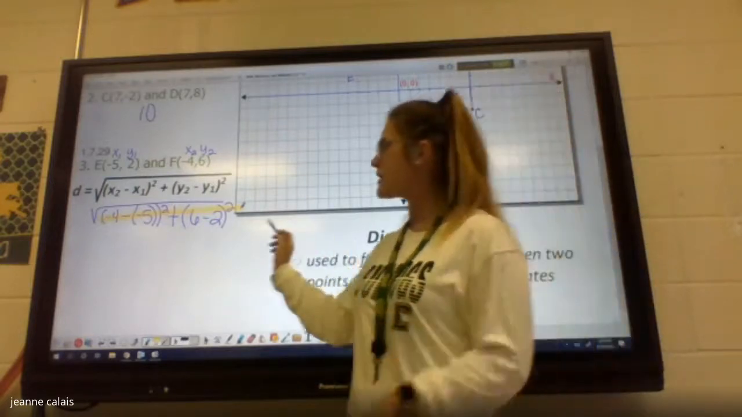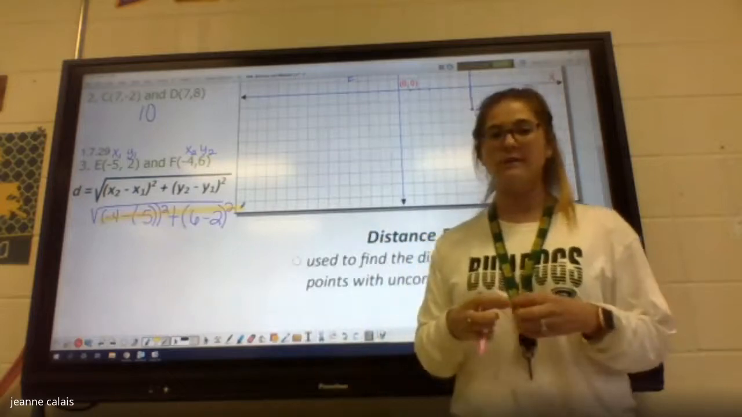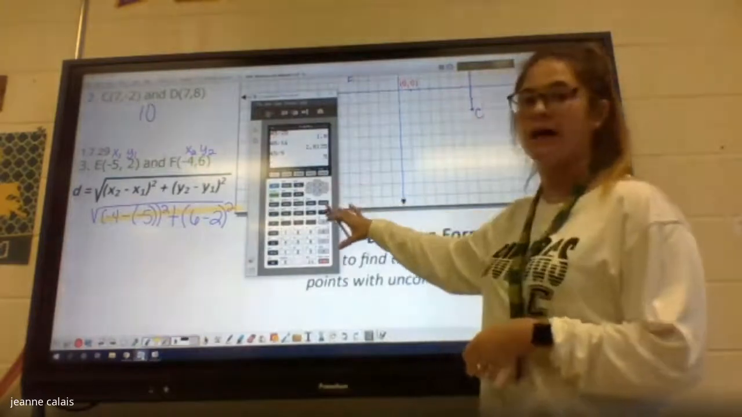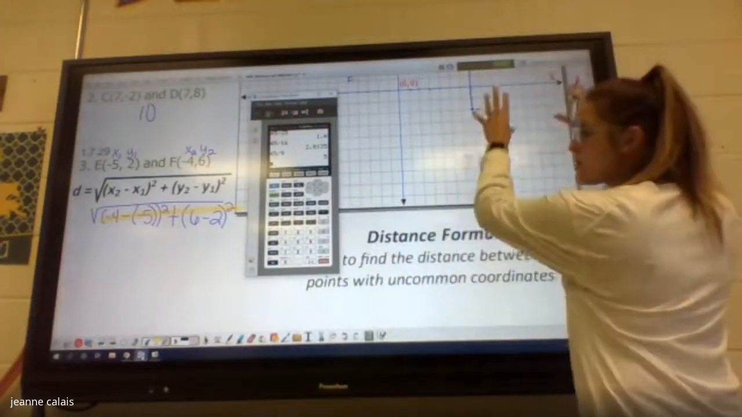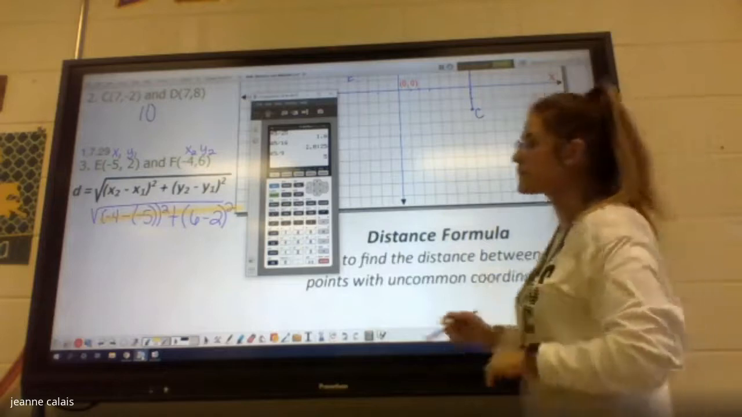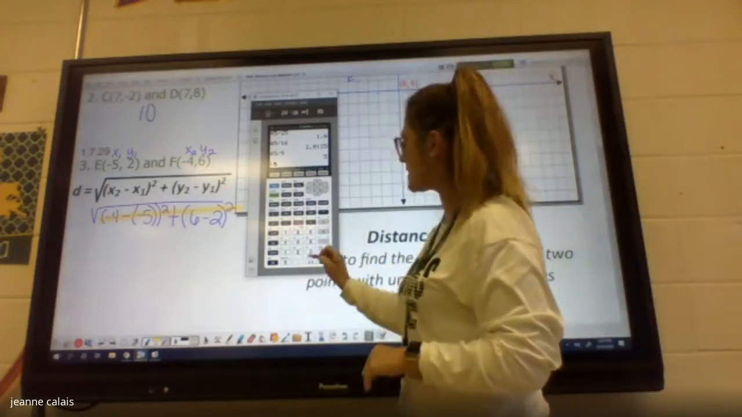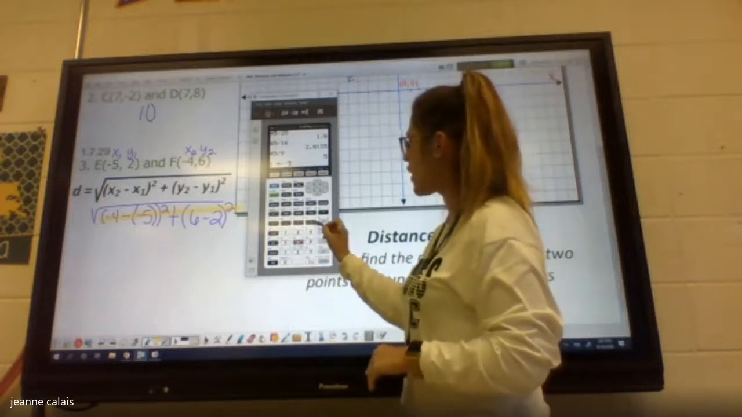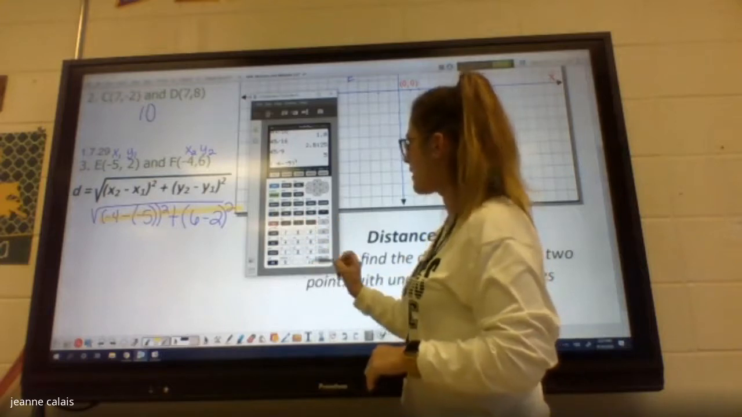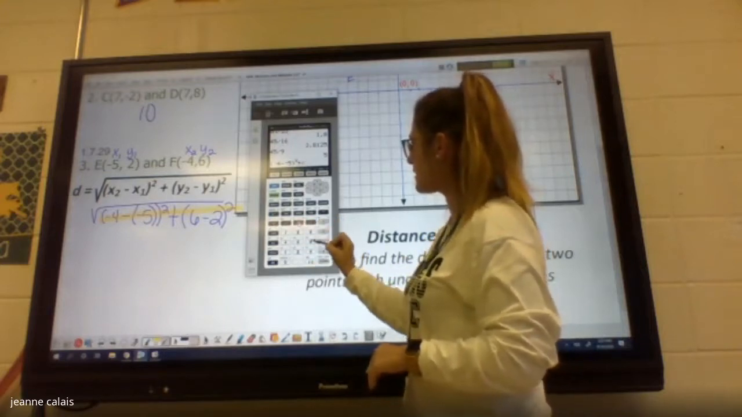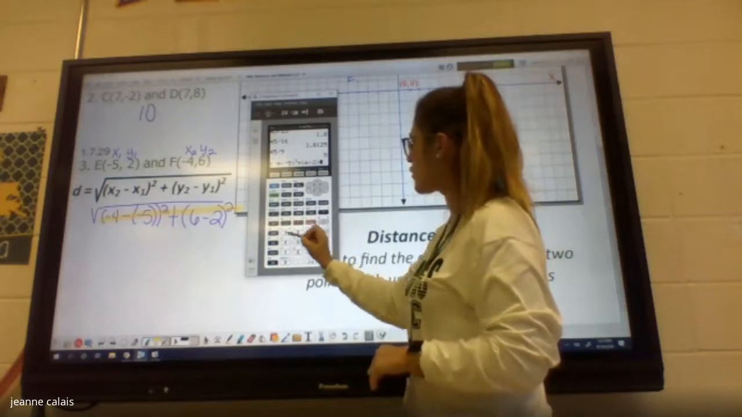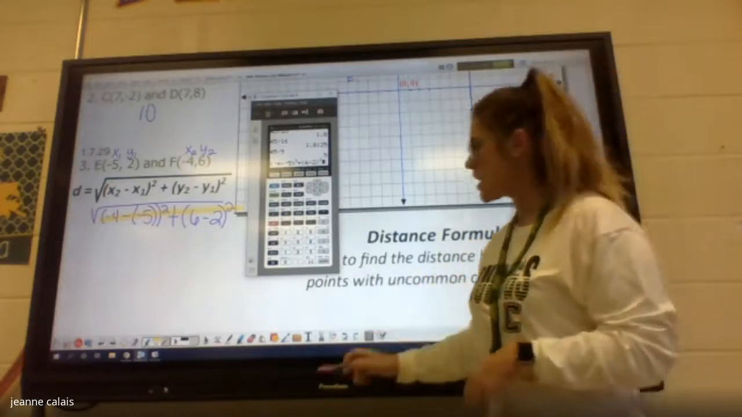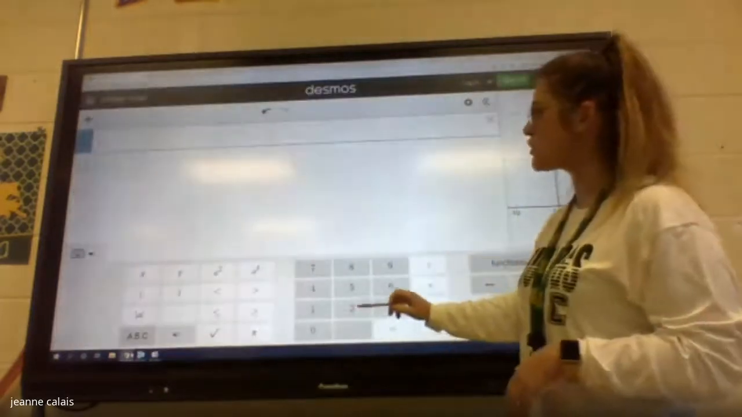Okay. So you're going to type it exactly how you see it underneath the square root. Now I'm going to use my calculator just so it's side by side. You would have your decimals split screen here. So open parentheses, -4 minus -5, close, squared, plus, open, 6 minus 2, close, squared. You have those exact same buttons on Desmos just to show you.